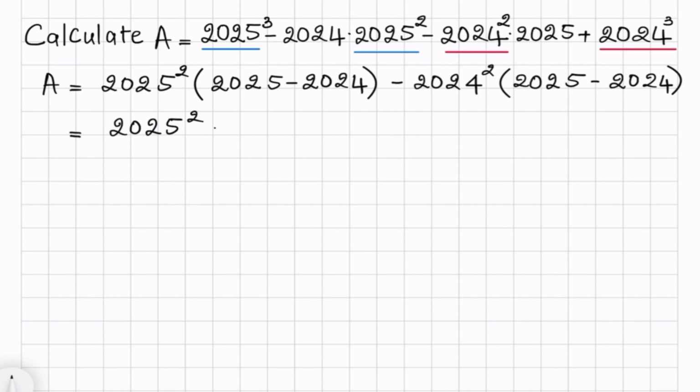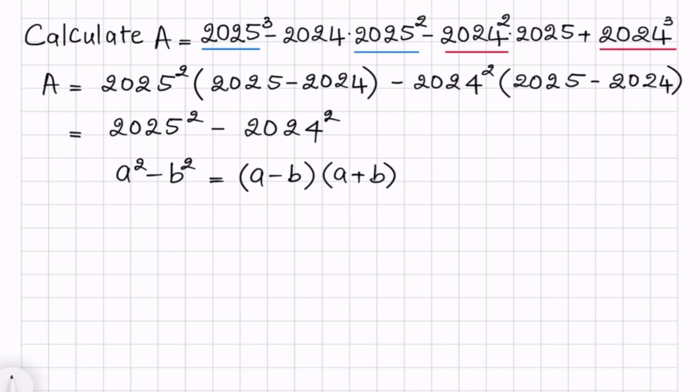multiplied with 1, but we don't need to multiply with 1 because it's still the same, okay? And then minus 2024 square. So in this case we have to use a square minus b square, so that will be equal to a minus b factor a plus b, okay? So we are using this formula again, okay?